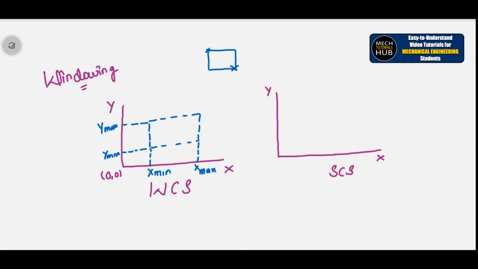Now try to understand: out of the world coordinate system I am picking a finite portion, which I am calling a window. This is the window, and the complete world I am calling the infinite portion, because we are trying to pick a finite portion out of the infinite world, since that is what we would like to project on the screen.